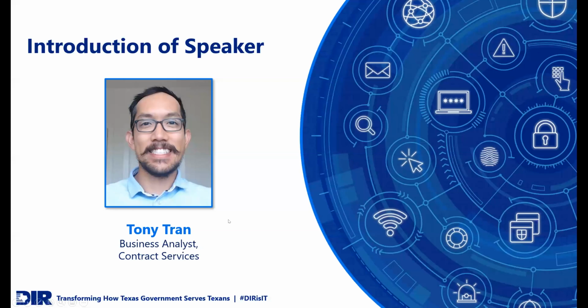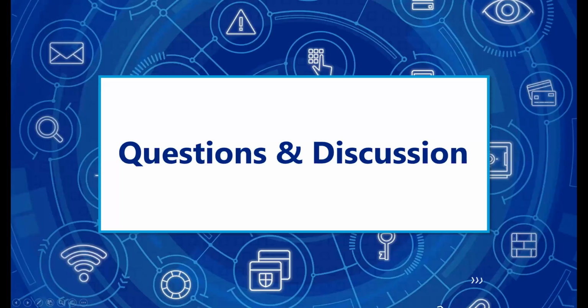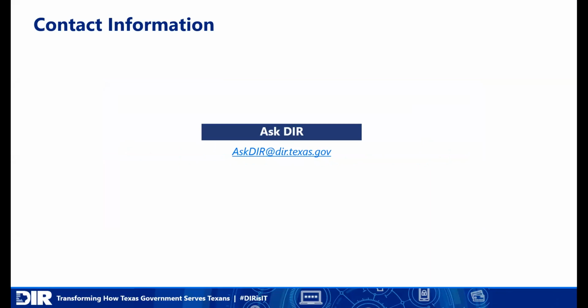Okay, so if you do have questions, we have included, you might want to write this down. You can submit those either through the web portal, as Tony had showed you, or you can send an email to askdir@dir.texas.gov, or you can contact your contract manager for that contract as well. But questions or inquiries about the website, if you're looking for certain things, feel free to reach out to us, and you can reach us at this email address.